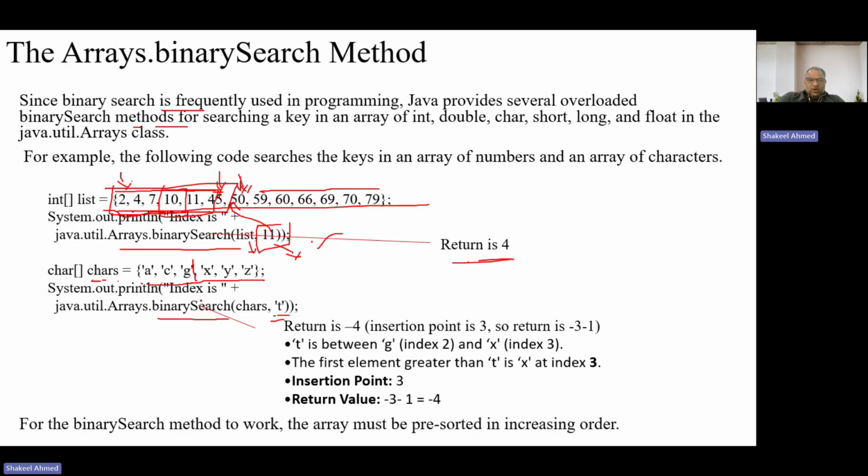So this is with arrays, right? Arrays means you can start with the letters A, B, C, and all those things. So that is with the arrays that we have. It returns -3 -1. So t is between G and X. The letter that we are looking for is between G and X. So the first element greater than t is X at index 3. The insertion point will be at this particular place, and then we have -3 -1.